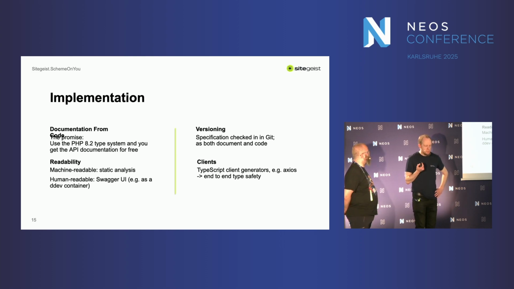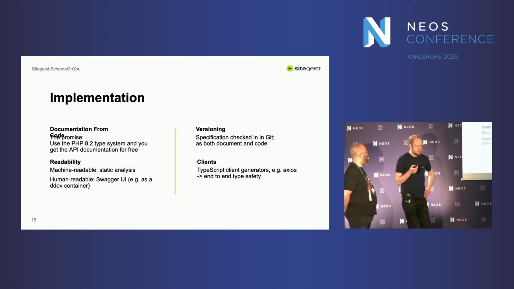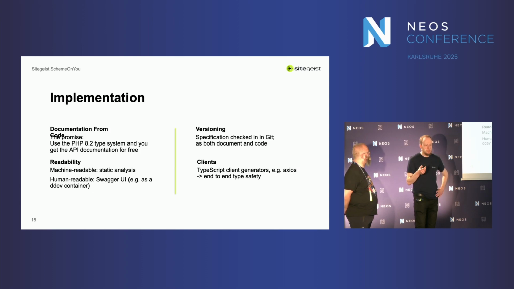We had the topic of versioning, right? You check the code into your Git repository, and you can add that rendered document as well, and you can verify it. And on the client side, there are tons of generators for API clients in JavaScript. As long as you give them a valid OpenAPI spec document, you're just fine.